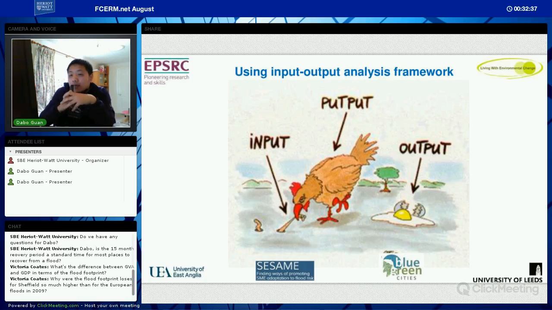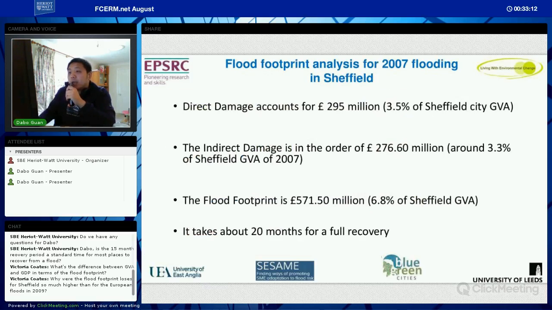There's another question. Why are the flood footprint losses for Sheffield so much higher than the European flood in 2009? To be honest, the two cases are not comparable, because they are city regions and two different events, and the direct damage from the Environment Agency report for Sheffield is a lot higher than any region we have in the European countries.